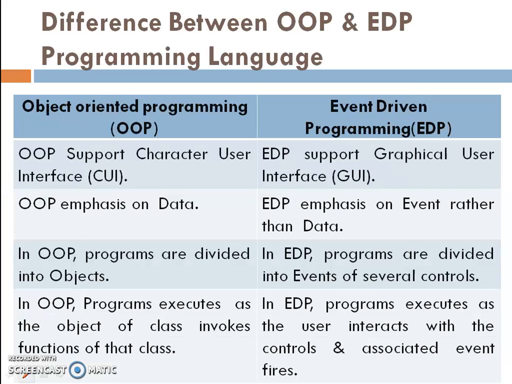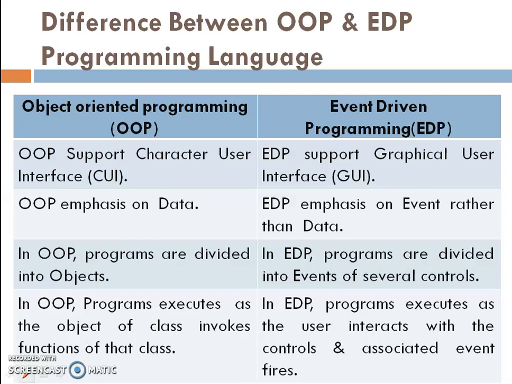Now differentiate between OOP and EDP programming language. Object-oriented programming language is also called OOP programming language. Event-driven programming language is also called EDP programming language. Now first point, OOP support character user interface CUI. Then EDP support graphical user interface GUI. OOP emphasize on data. EDP emphasize on event rather than data.